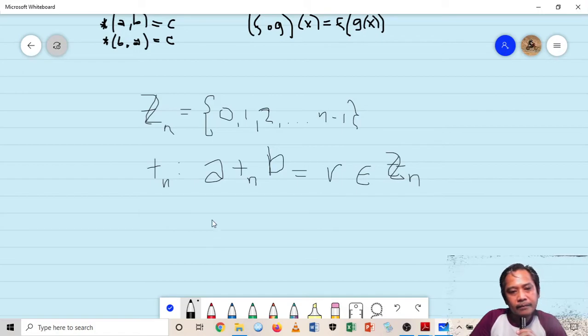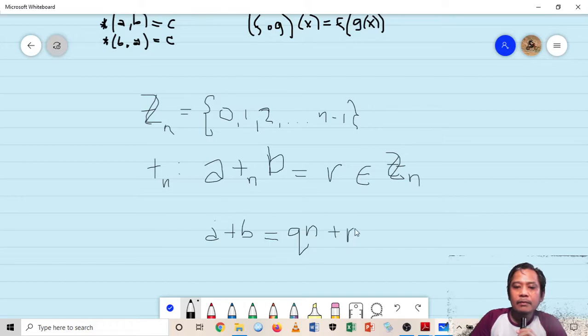That is, we can find the quotient and the remainder, meaning we can express A plus B as the product of an integer q and n plus the remainder r, wherein r is not negative, so it should be greater than or equal to 0, but less than the divisor n, meaning r would be one of these elements here: 0, 1, 2, up to n minus 1.